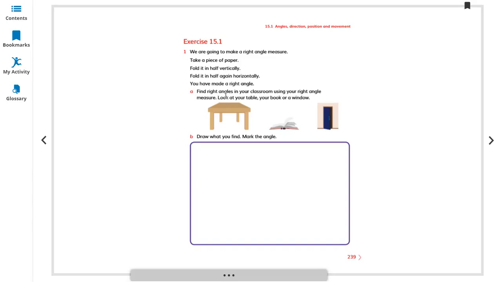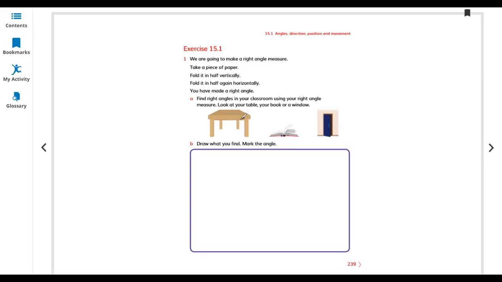Find a right angle in your classroom. For example, any shape that has an L side is a right angle. This one, right angle. Same. This is 180, complete. This one, a right angle. The four corners. So these are right angles.